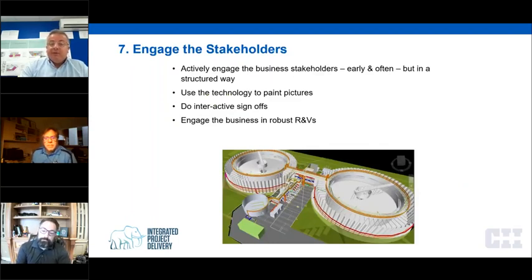And then lastly, we used the model and the whole process we mapped out to engage the stakeholders, pretty much like Robin was talking about before.